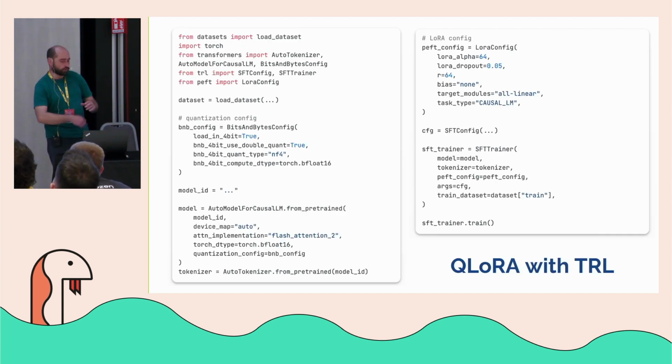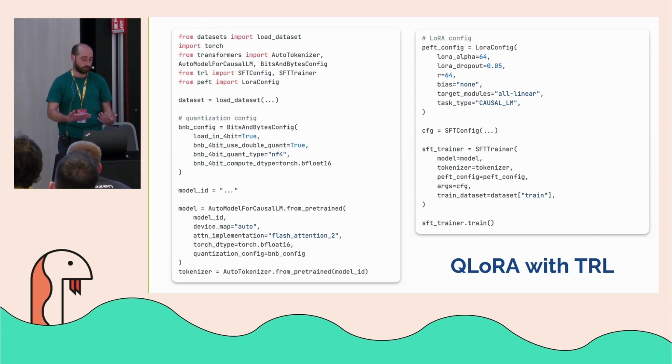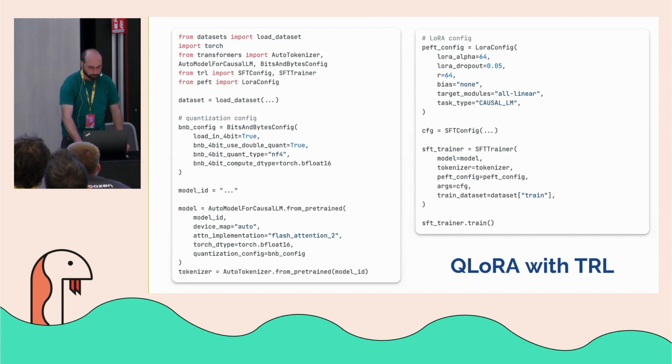And if you want to do this with TRL, you first have to create a quantization configuration, to load your model using this quantization configuration, and then to provide a LoRa config where R, in this case 64, is the rank of this low rank parameter, so the most important hyperparameter to choose. And then you can train.